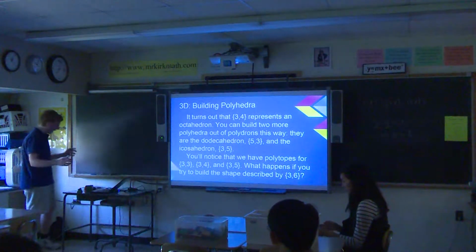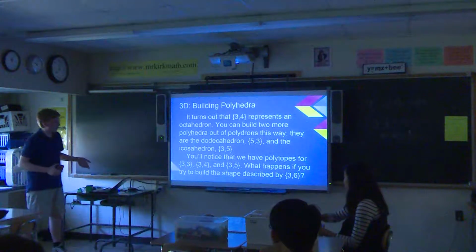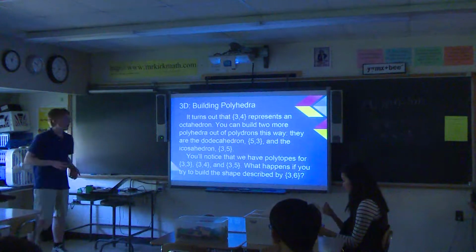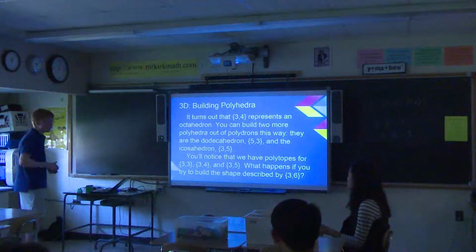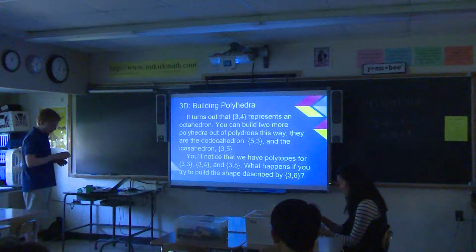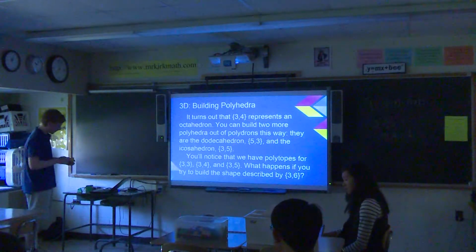Now you'll notice we have polytopes for 3,3, 3,4, and 3,5. Even sort of 3,2, because remember 2 isn't really anything, so 3,2 is just a 2-dimensional triangle. It's a little bit sketchy. So, what happens if we try to continue the pattern and build a 3,6-gon? Try that.